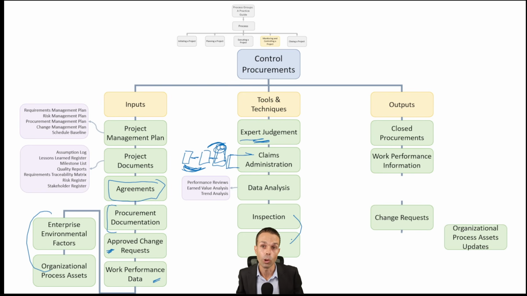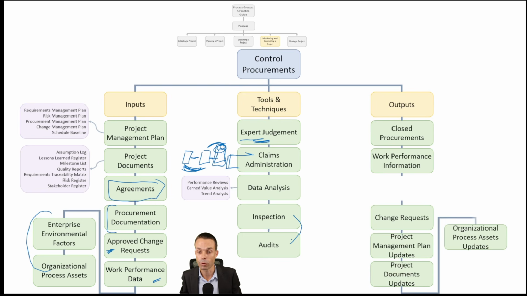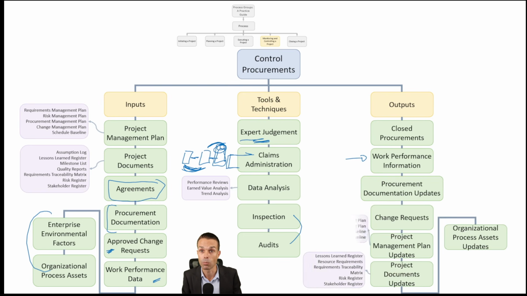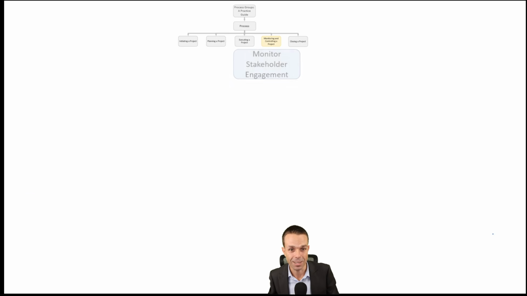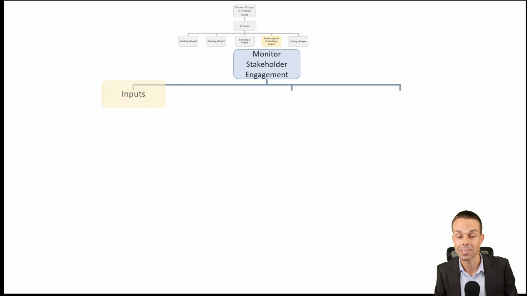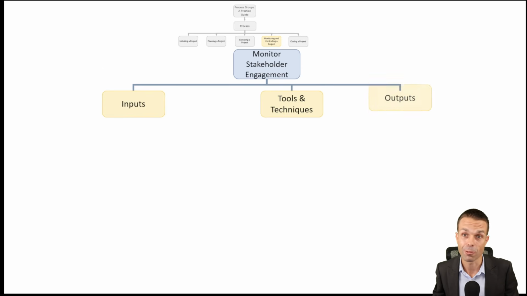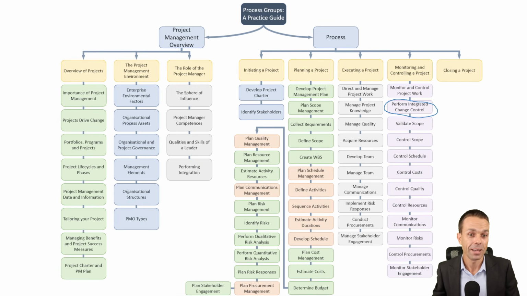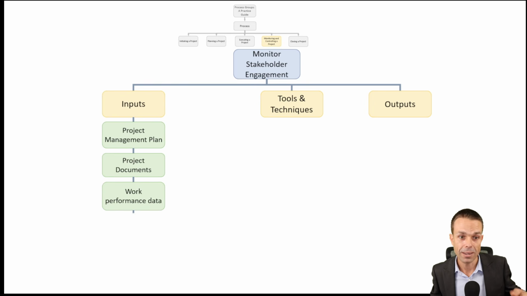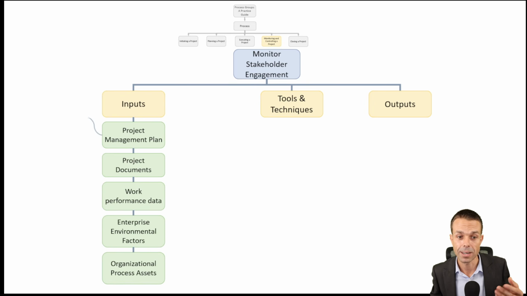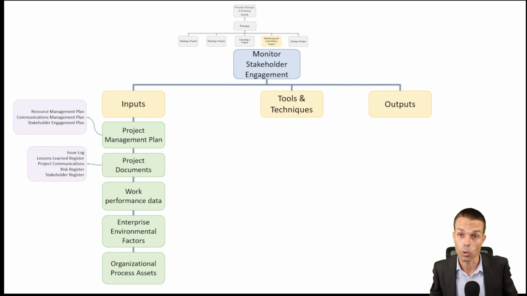The outputs will be closing that procurement, the work performance information to see if it was on track and what they delivered, procurement documentation updates, change requests if it was off track, project management plan updates, project documents updates, and organizational process assets updates. And monitoring stakeholder engagement is still part of monitoring and controlling a project. So our stakeholder engagement plan, project documents, work performance data, enterprise environmental factors, and organizational process assets as always.